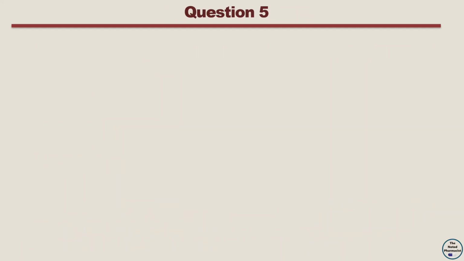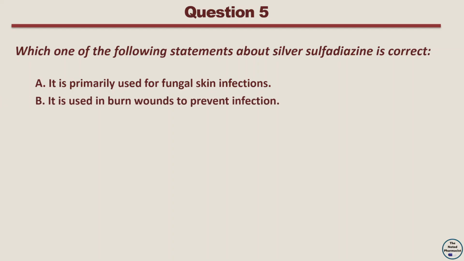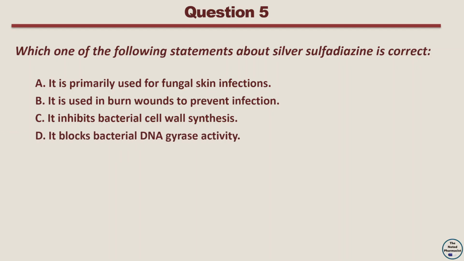Question 5. Which one of the following statements about silver sulfadiazine is correct? Option A. It is primarily used for fungal skin infections. Option B. It is used in burn wounds to prevent infection. Option C. It inhibits bacterial cell wall synthesis. Option D. It blocks bacterial DNA gyrase activity. Option E. It is first-line therapy for acne vulgaris.